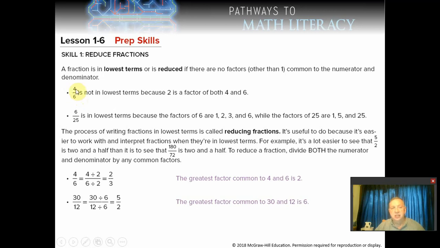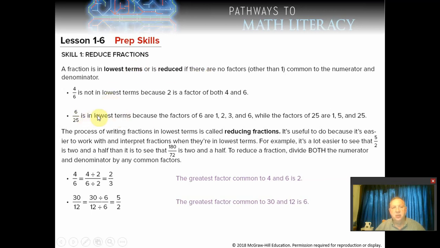2 divides into 6. So the number 4 could be represented as 2 times 2. The bottom could be represented as 2 times 3. Well, I want to factor out, I want to divide out that 2. 2 divided by 2 is just 1, so it's just a different form. And then I'm left with 2/3. So 2/3 would be the lowest term reduced.